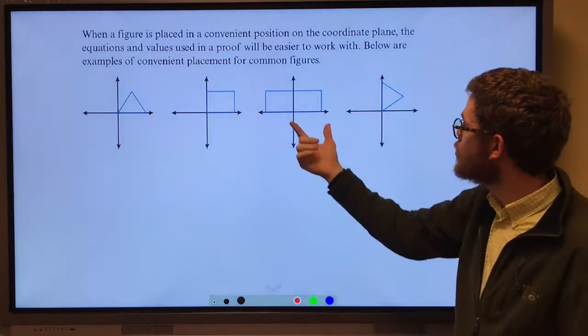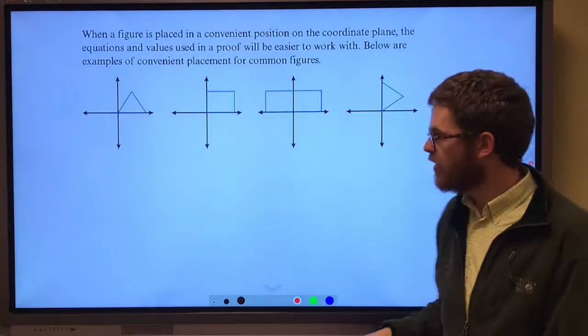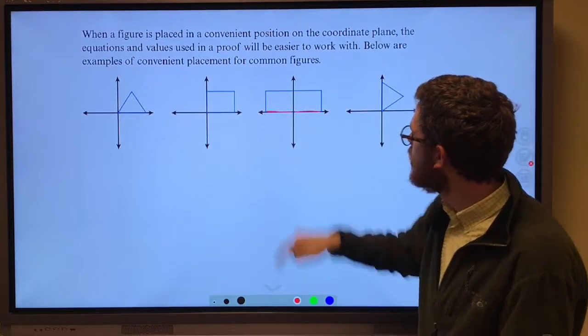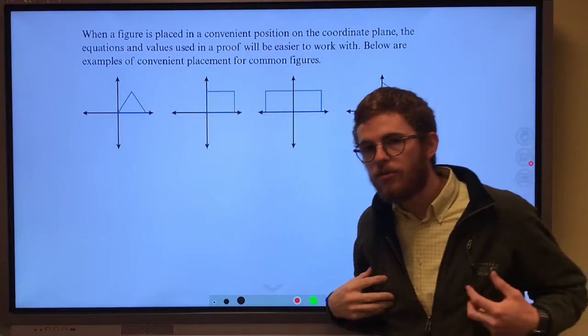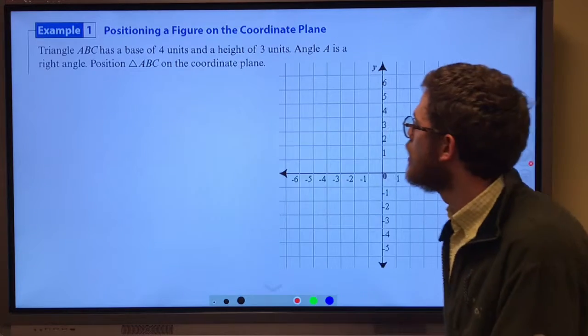Finally, as you notice right here with this rectangle, we might try to make it symmetric to both sides. It looks like whatever length this is right here is the same length going away in that direction. So all of these things can make it convenient if you were placing that shape on the coordinate plane.